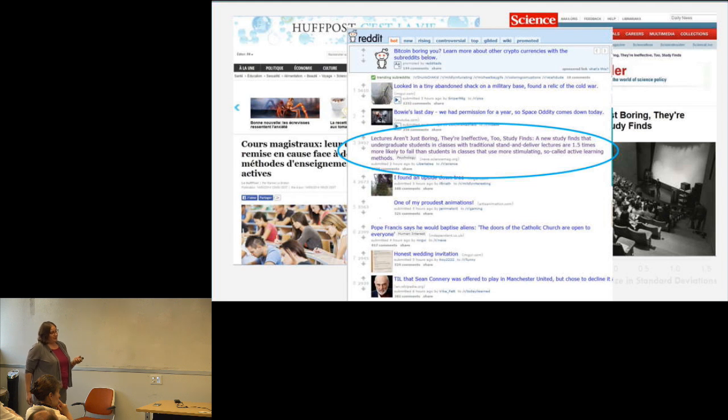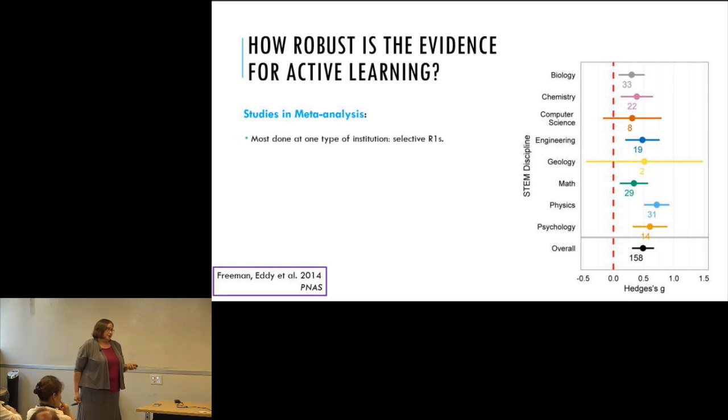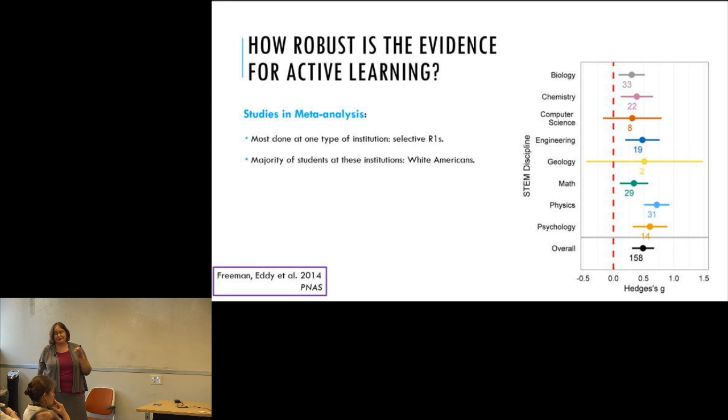But I also want to problematize this a little bit and talk about the type of studies that were in the meta-analysis. So first of all, most of these studies were done at selective R1s. The majority of the students at these institutions were white Americans. We looked at instruction as a binary when we know it's not yes, no, it's a range. How much are you doing?